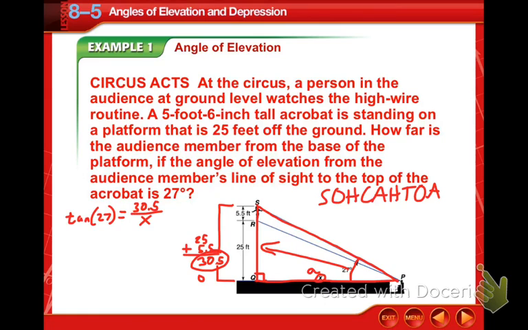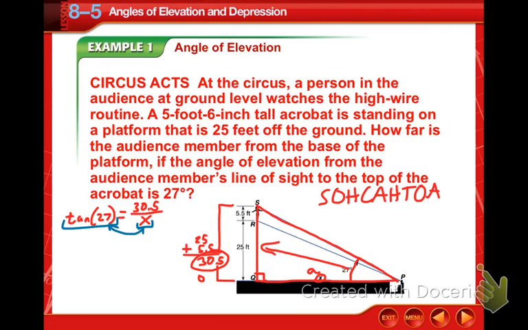So, we have our tangent of 27 equal to 30.5 over x. Now, there's a process you can do to get x by itself, but it's basically two steps of algebra. You multiply both sides by x, then you divide both sides by tangent of 27. It's two steps. It works, but the cheat I kind of like is to take your tangent and your x and you just switch them.